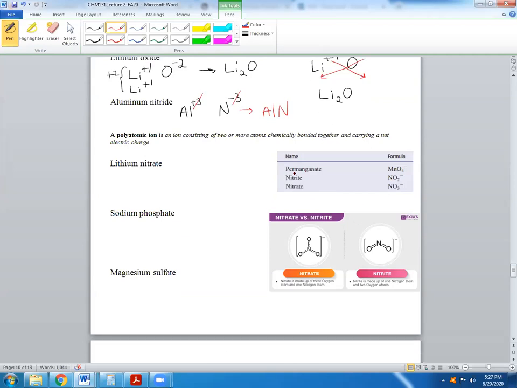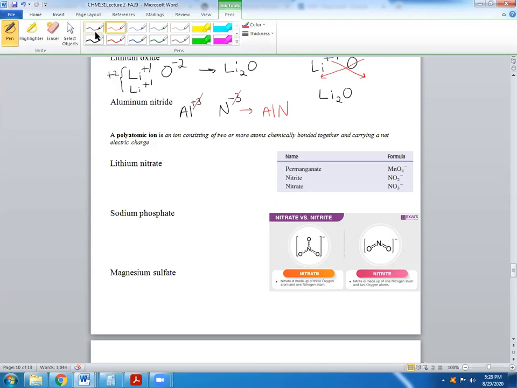Permanganate, for example, is MnO4. That's manganese and 4 oxygens bonded together with a -1 charge. You have nitrite, NO2 with a -1, and nitrate, NO3 with a negative charge on the top. That's a -1. So look at it here. Basically, this is what's happening structurally. You have nitrate, 3 oxygens bonded to the nitrogen with a -1 charge. And of course, in nitrite, you have 2 oxygens bonded to a nitrogen with a -1 charge.